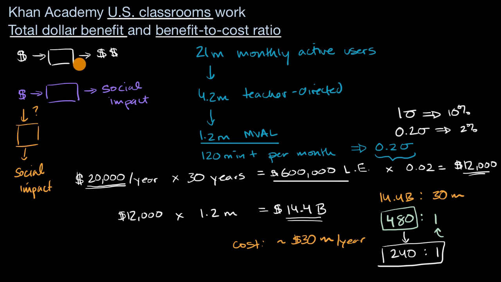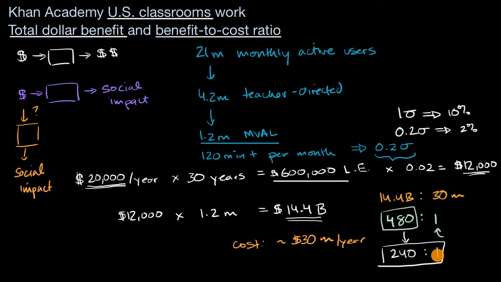And that makes sense. In the investing world, if you got a 100% return, that'd be amazing. And that would be a benefit to cost ratio of 2 to 1. And so in the social world, if you get a benefit of 10 to 1, that's great. 20 to 1, amazing. 30 to 1, hard to find. Here we're talking about 240 to 1 using very conservative estimates.